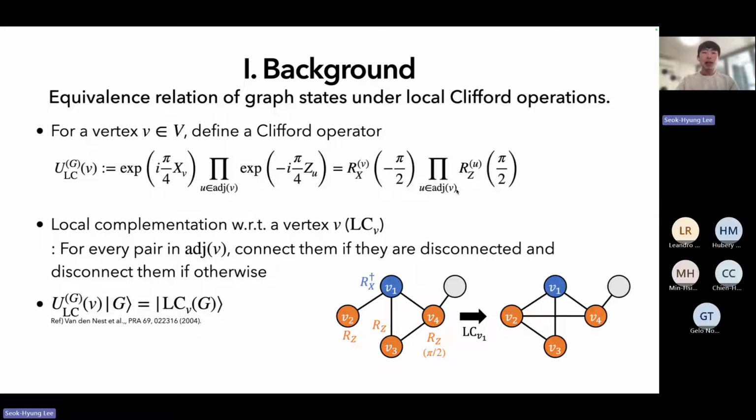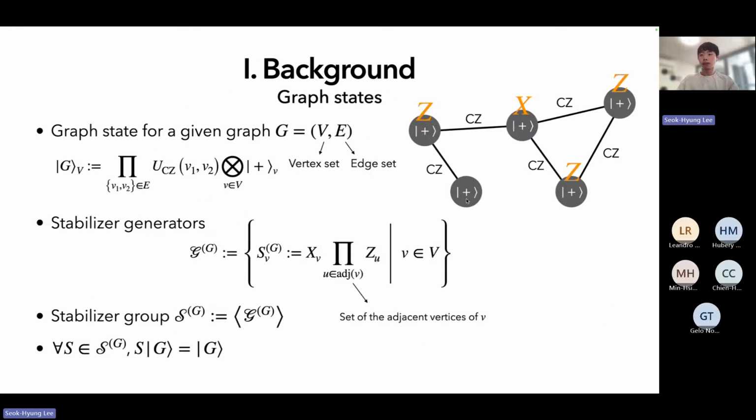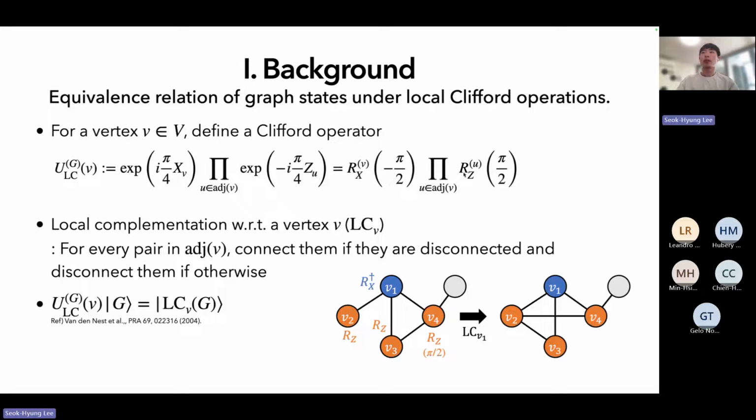Some graph states are equivalent under local Clifford operations, and this equivalence relation is one of the most important parts of the theory of graph states. For each vertex of the graph, we define a Clifford operator like this, as the product of the minus pi over 2 rotation about the x-axis on the vertex, and the pi over 2 rotation about the z-axis for the adjacent vertices. If you apply this operation to the graph state, it is equivalent to transforming the graph into another graph, which is called the local complementation with respect to the vertex.